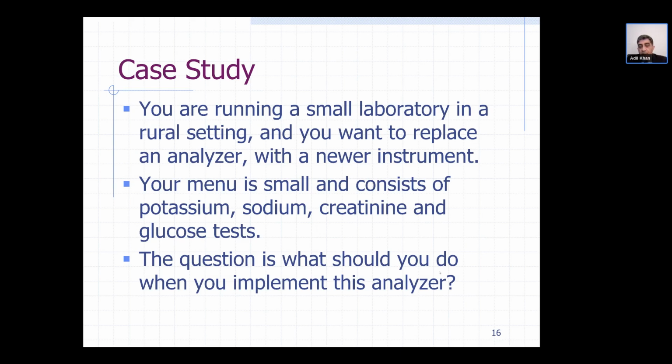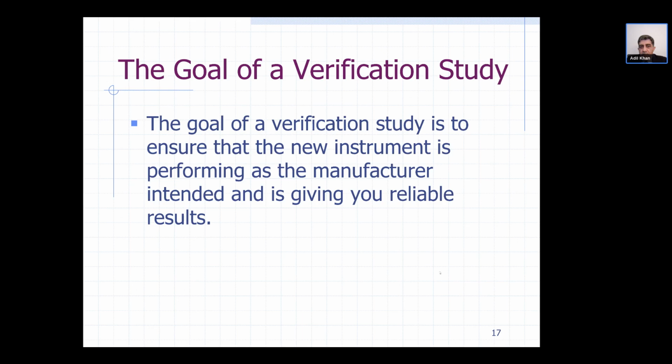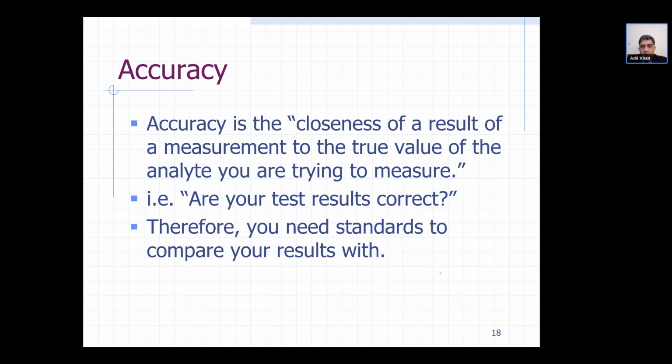So one example of a case study would be that you're replacing a small instrument with another instrument. And the question is, how would you evaluate it? So the goal of the verification study is to ensure that the new instrument is performing as the manufacturer intended and is giving you a reliable result. One of the first things that you would look at is the accuracy, and the accuracy is the closeness of the result to the true value.